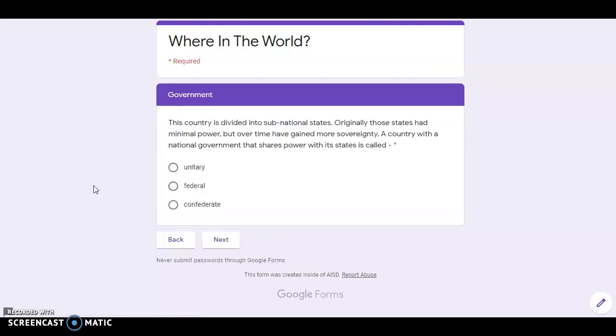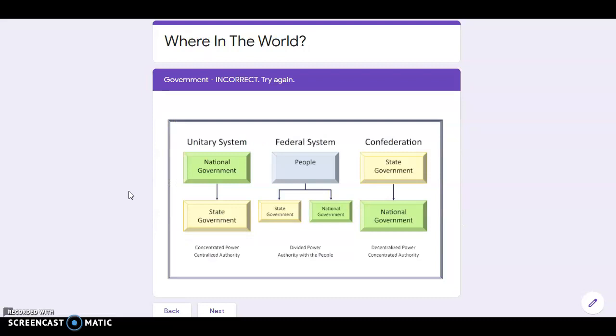Okay, so for example, the first question was government. This country is divided into subnational states. Originally, those states had minimal power, but over time have gained more sovereignty. A country with a national government that shares power with its states is called blank. And so the three choices are there, and they had to pick one of these choices. Well, if they chose unitary, they would see that it was not a correct answer.